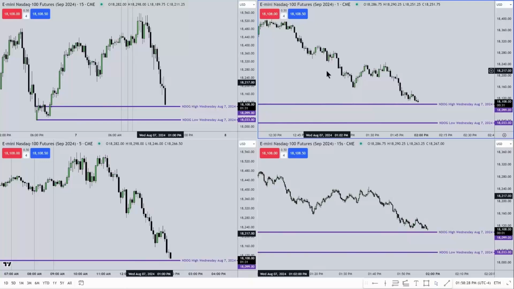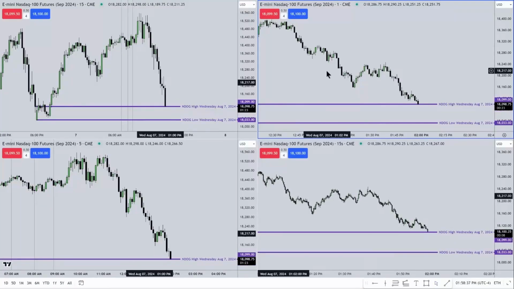So I try to look for reasons to anticipate an afternoon move, because the morning session can tend to demand a lot more experience. You can get caught offside. You can think you see something that's there, trade it, and then it reverses and goes the other direction, or it goes into a consolidation.